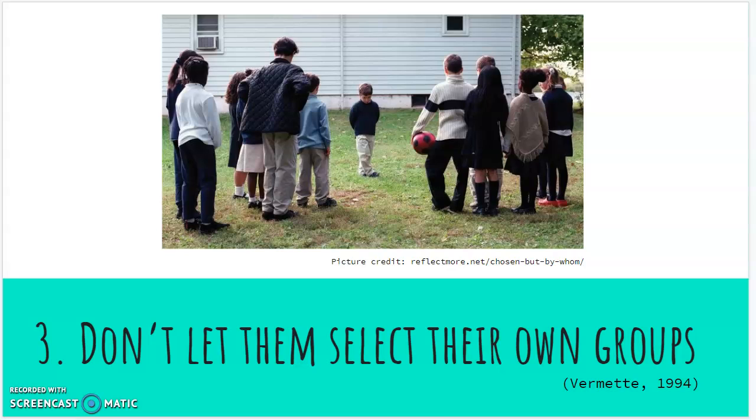Third thing, don't let them select their own groups. That's a bad idea. They're going to select either their friends or the people that they think will do it really well. Have you ever been in a PE class and you're sitting there as the last person selected? Like yours truly had a lot of experience at that. No, do not let them select their own groups.